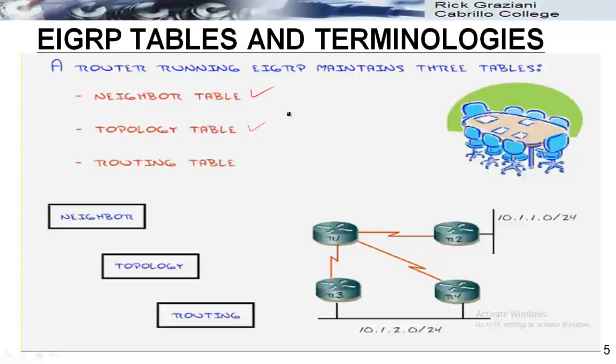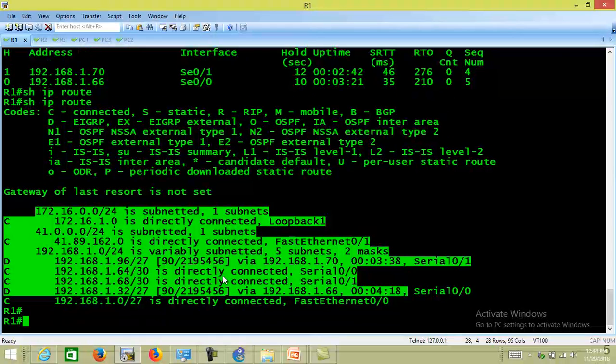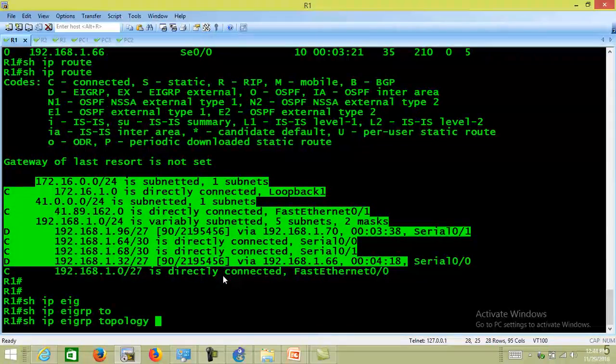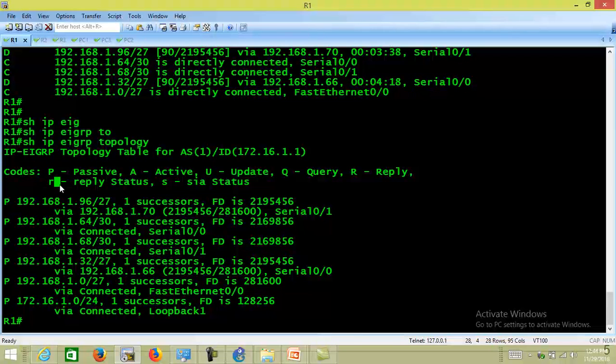Then we have the topology table. To see it in all of its glory, you can type show IP EIGRP topology, and so you can see this is the EIGRP topology table. It has some various terminologies that we'll need to understand. First of all, we have seen the update packets, the query, the reply, and all that. So we have passive and active.